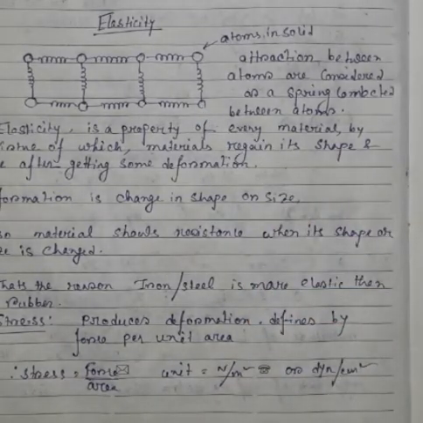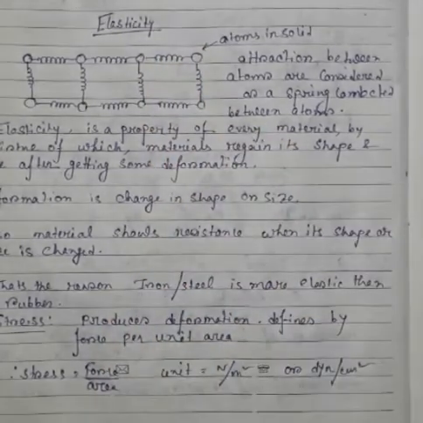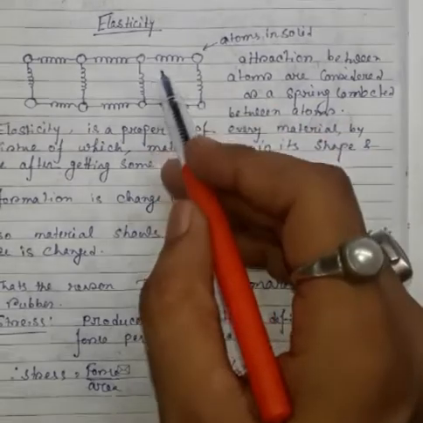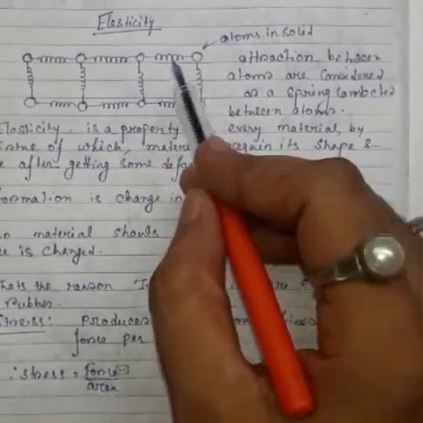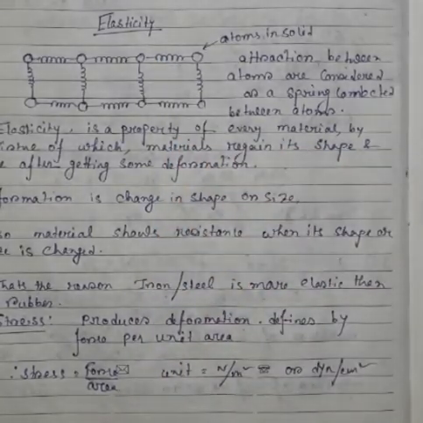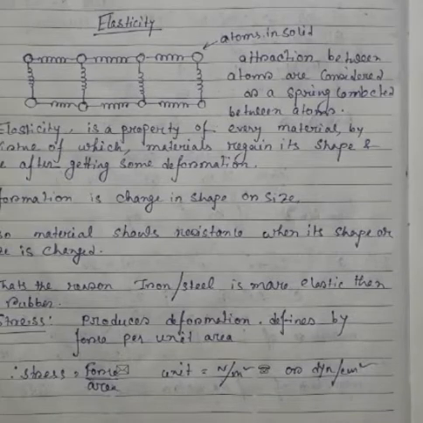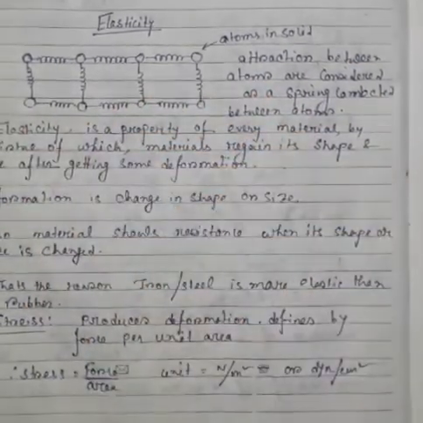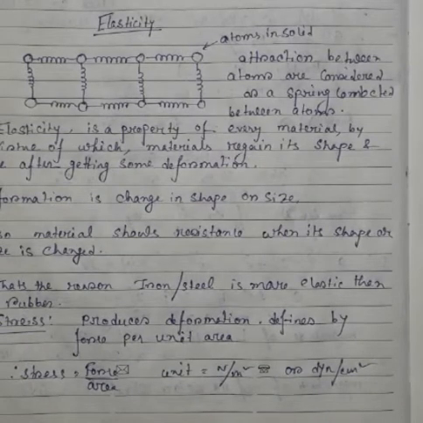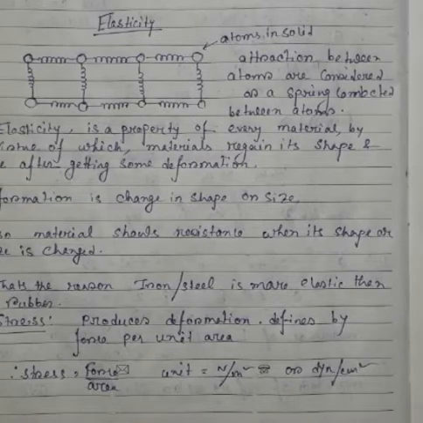Now if you just leave this material, that means if you withdraw the force, this spring will start to work. During the elongation, the springs were stretched. Now after removing the force, the springs squeeze back to their initial state. So all these atoms will come to their initial position, and the material will regain its initial shape or size. Okay, so that's how elasticity works.